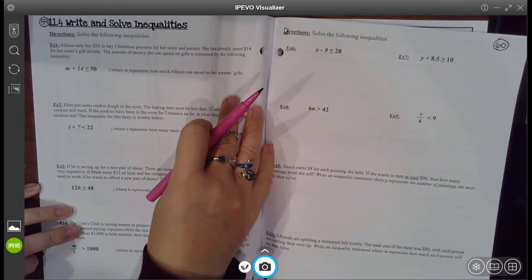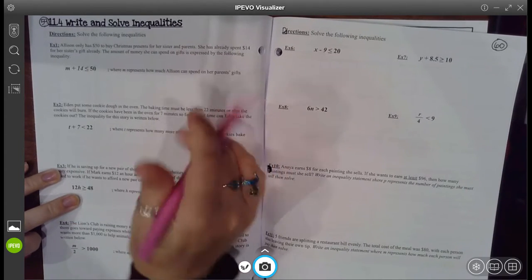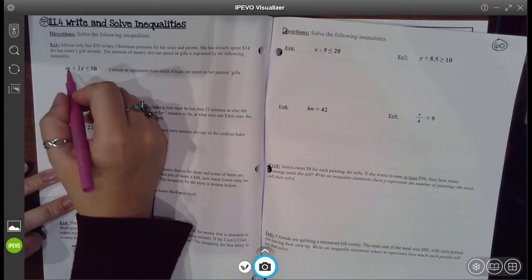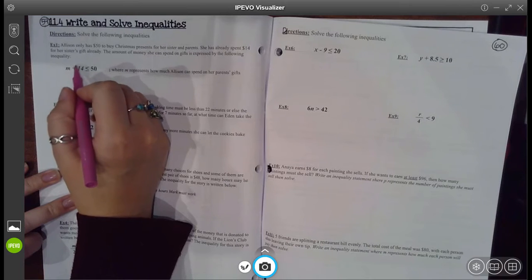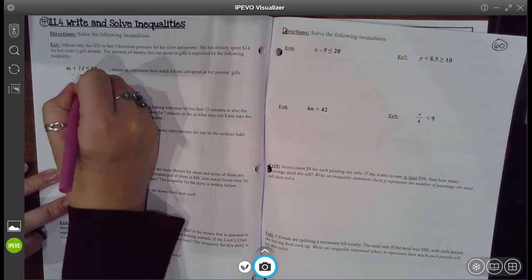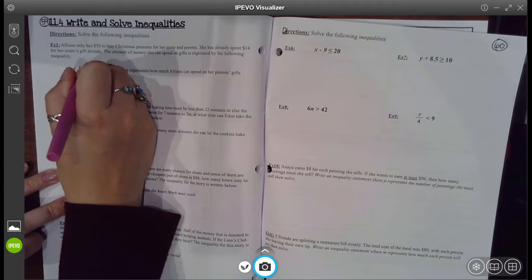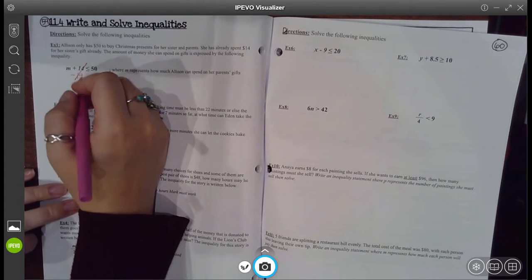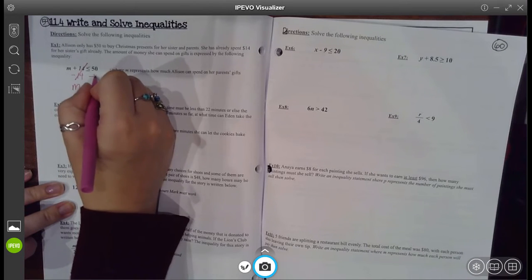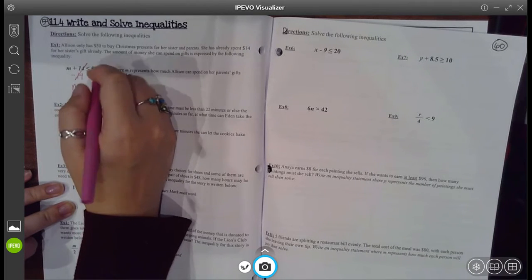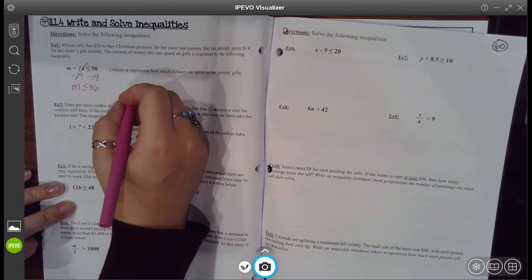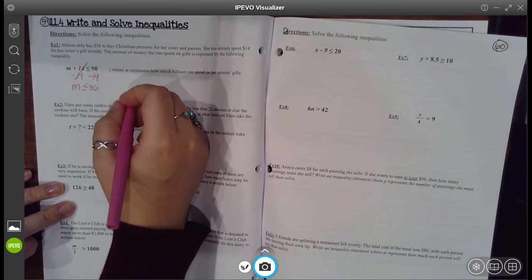Now let's go ahead and actually solve it. I'm going to get the variable by itself. So just like if this were an equal sign, if this is my variable, how would I get rid of this 14? I would subtract it so that 14 minus 14 cancels and you have m by itself. And just like with an equation, whatever you do to one side, you have to do to the other. So then you have 50 minus 14 is 36, and you just bring your inequality down, which means that she has 36 or less left to spend.